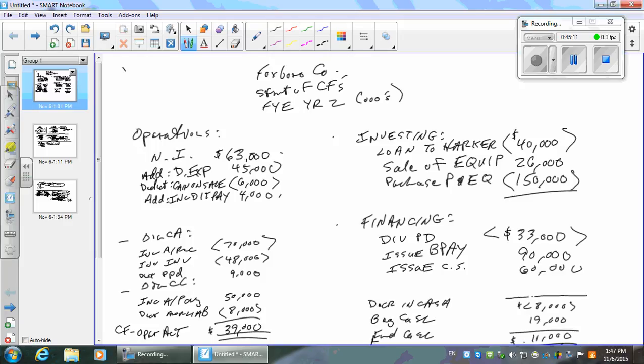What's this one going to be called? Cash flow from investing activities. Yeah, sounds good to me. How much is that? Negative something, right? 164,000. Fantastic. Okay. What's this one going to be? Cash flow from financing activities.